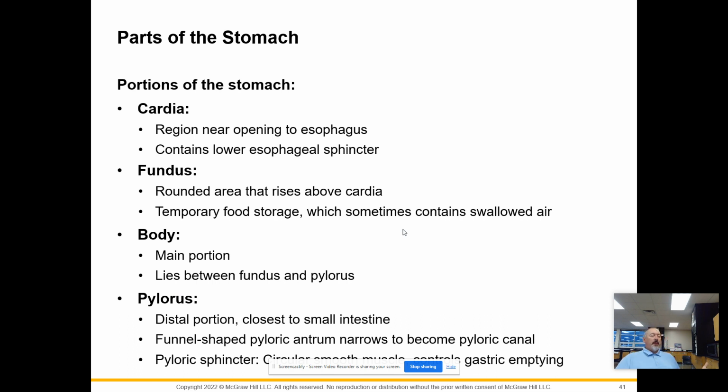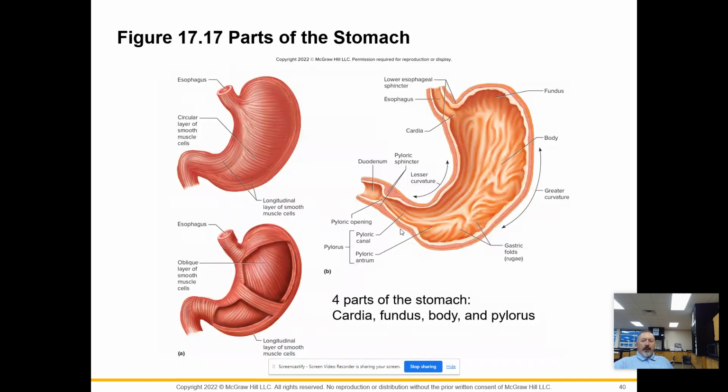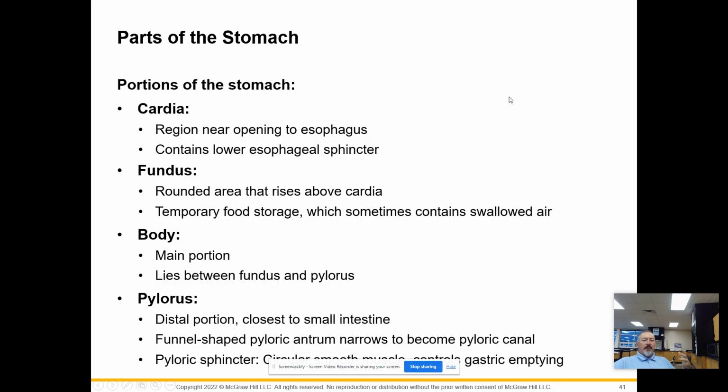So the cardia is going to be the uppermost region. This is going to contain the lower esophageal sphincter, which we identified as the cardiac sphincter. The fundus is going to be that rounded part that's going to be up towards the top, in an area called the cardia. Now, if you look at where the cardia is, this is really close in proximity to the heart. So the cardia, its name is kind of a convenience in us remembering where it is.